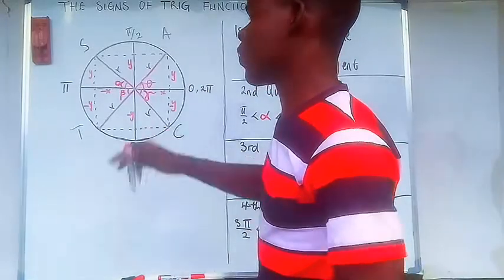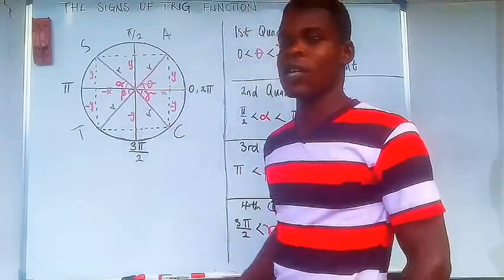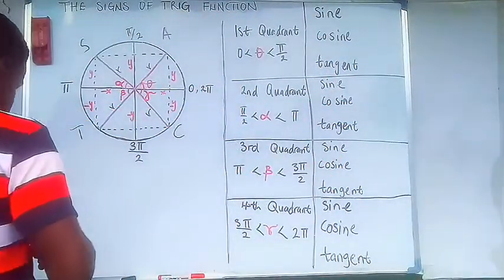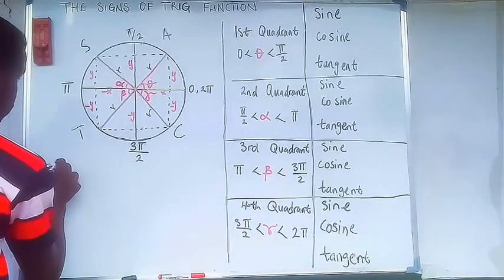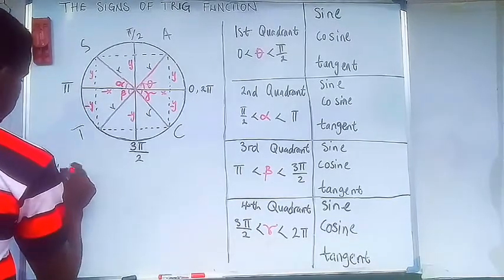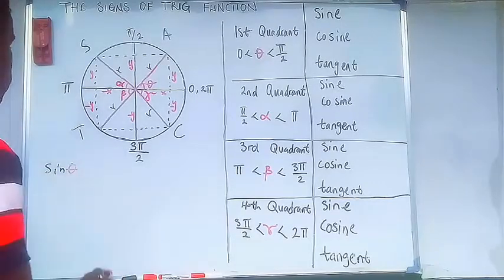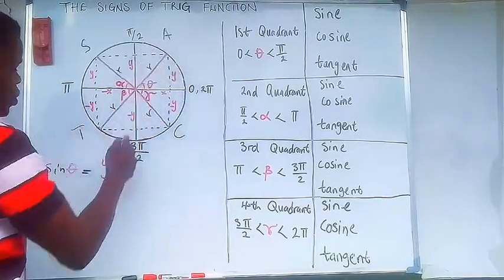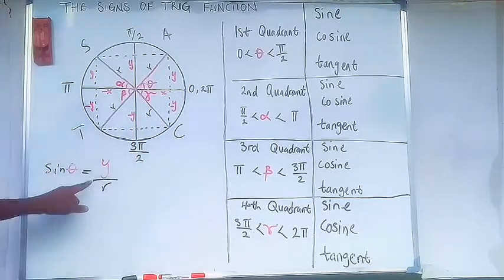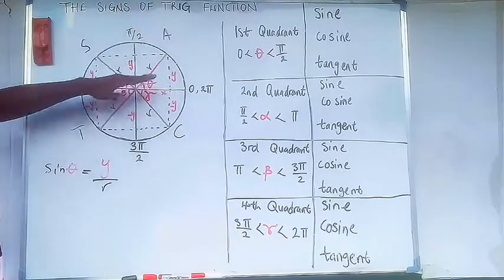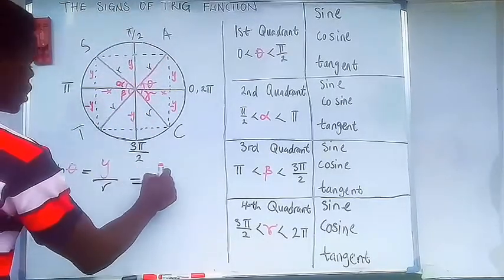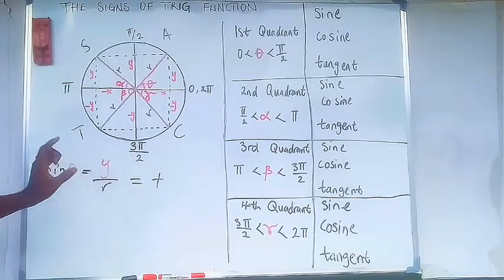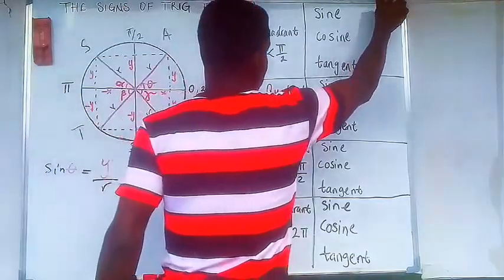So we're going to make use of this radius to be our hypotenuse side, which is the longest side on a right angle triangle. So we go ahead and say that sine of the angle theta will be equal to y over r, which is opposite over hypotenuse. And you know that y is positive and r is positive, therefore the result will be positive. These are positive results, so the sine there will be positive.